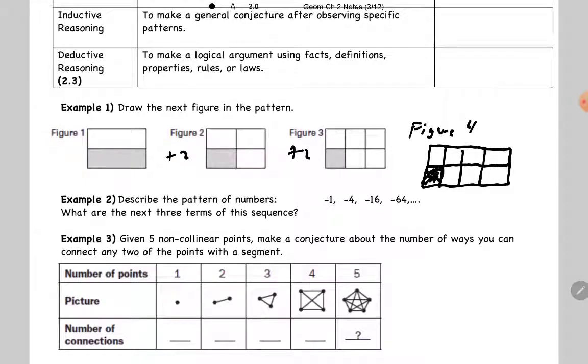Example 2, describe the pattern of numbers. What are the next 3 terms in the sequence? So we have -1, -4, -16, -64. What's going on here is we're multiplying by 4. So the next number would be -64 times 4, which is -256. Times that by 4, -1024. Times that by 4, -4096. And they were all negative.